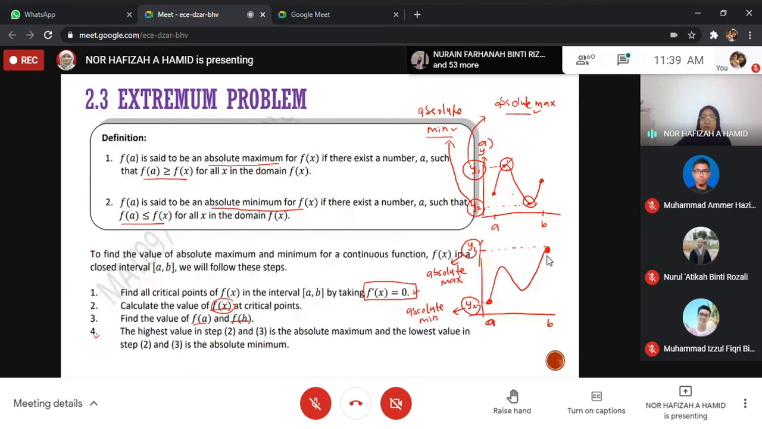Okay. Sebab tu kita kena consider juga you punya value pada f of A dengan f of B. Baru you boleh determine mana satu yang absolute maximum or absolute minimum. Okay, so 2.3 saya nak move to example 16. Okay, yang try me example.